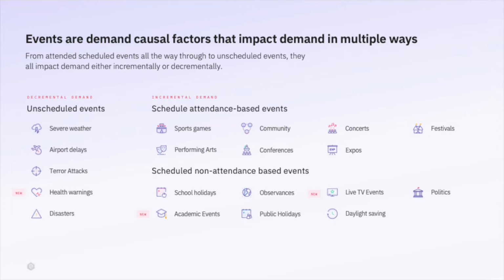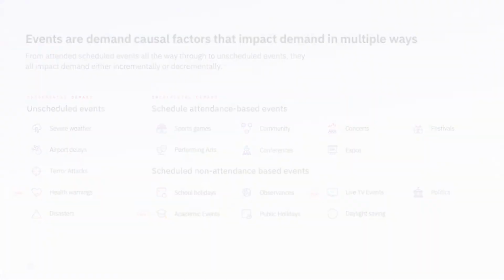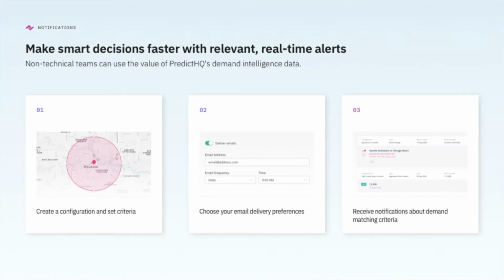Each of these types of events create different types of demand, both incremental or positive demand and decremental or negative demand. We help our customers forecast and prepare accordingly based on this data. Now, traditionally, our customers have accessed our demand intelligence data via an API, so they can integrate our data set into their forecasting models, which requires quite a bit of data science. But what's great is that there's actually multiple ways to access PredictHQ's demand intelligence data.